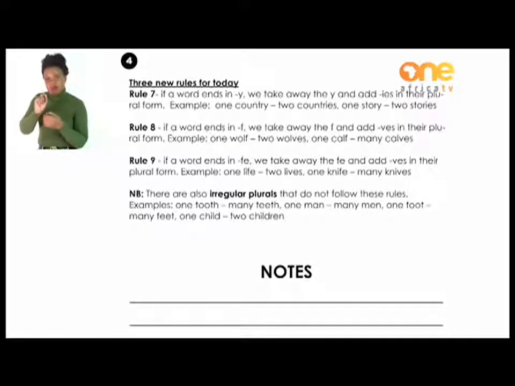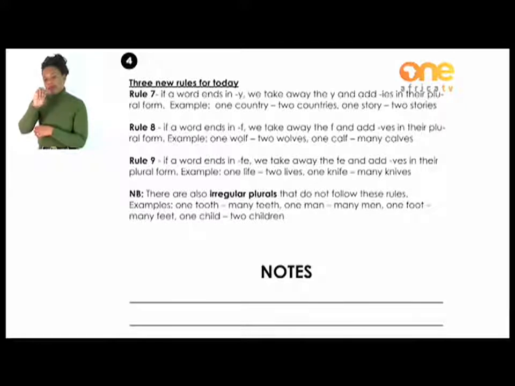Remember this. There are also irregular plurals that do not follow the rules. Some nouns do not follow these 9 rules. For example, tooth, it changes completely to teeth. Man, with MAN, will change completely to MEN, men.